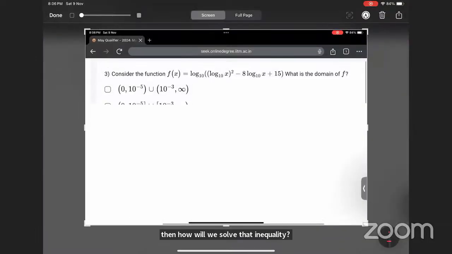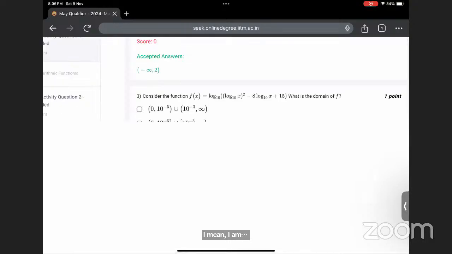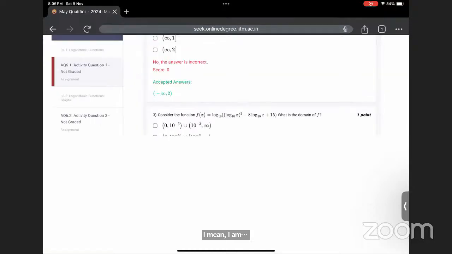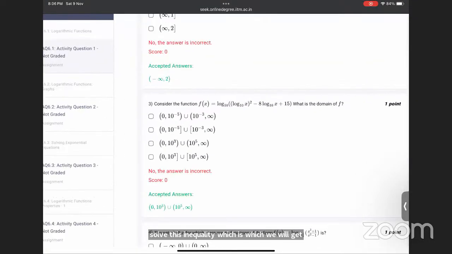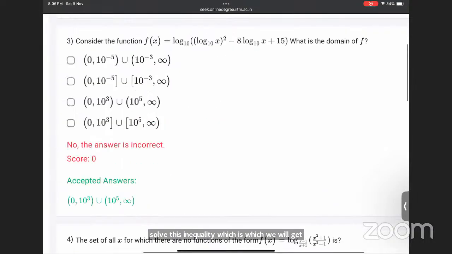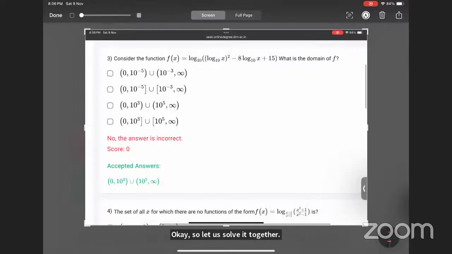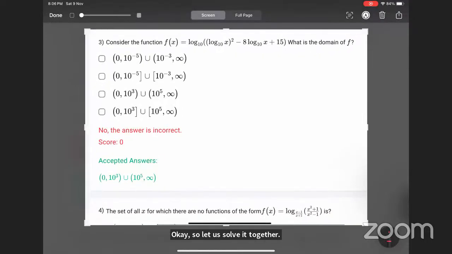Okay, so you don't know how to solve inequality. I know, but I can't solve this inequality which we will get. Okay, so let us solve it together. You are able to see the screen, right? Yes, ma'am. Okay, we will do it step by step.